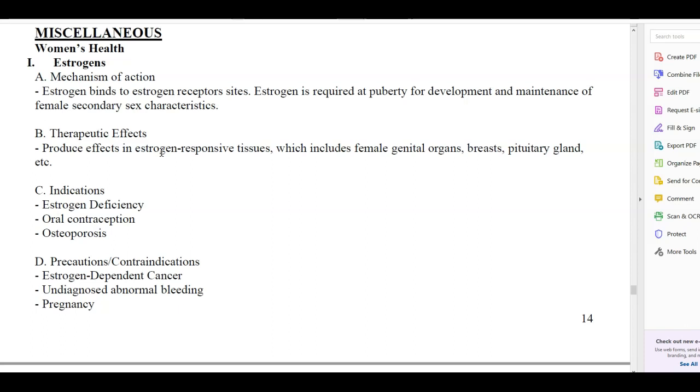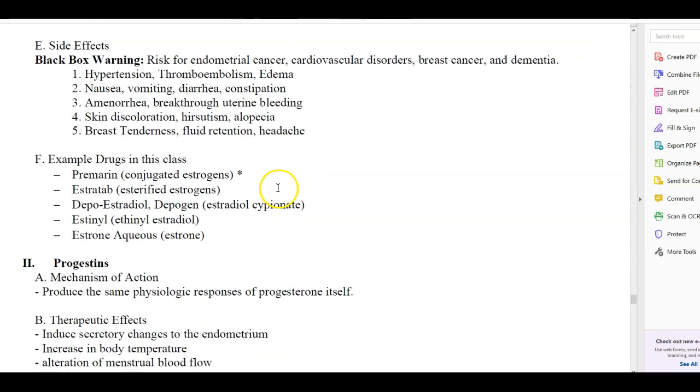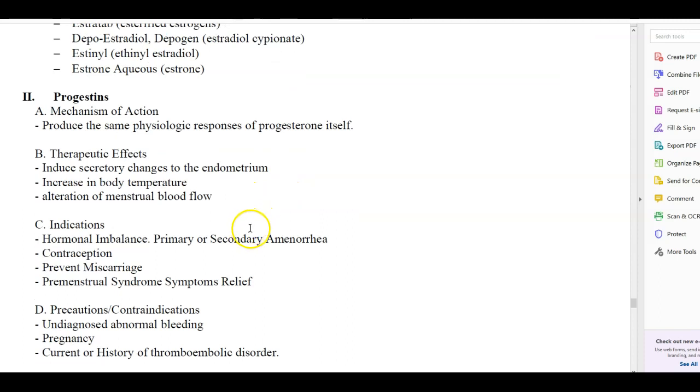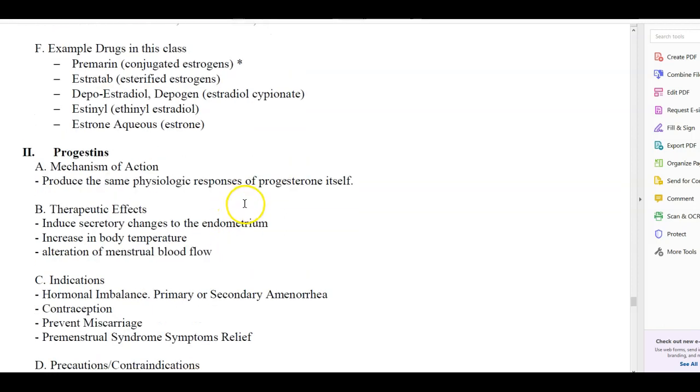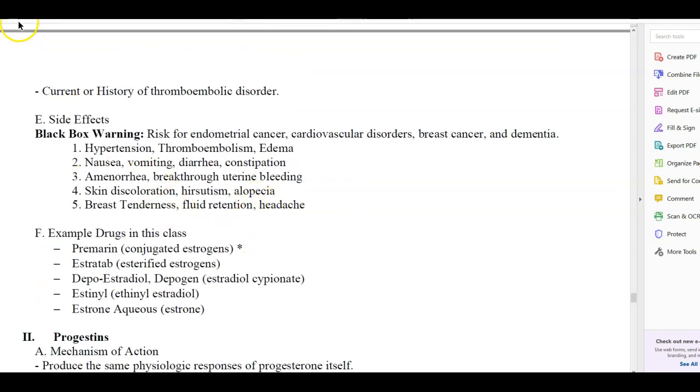And in addition to that, there's also a black box warning when it comes to thromboembolism, including CVA or stroke, MI or heart attack, PE, which is pulmonary embolism, DVT, or deep vein thrombosis. So that's the only thing that you have to know when it comes to estrogen and progestins in this class. Now, you will most likely learn more about this when you go over your OB or women's health rotation.